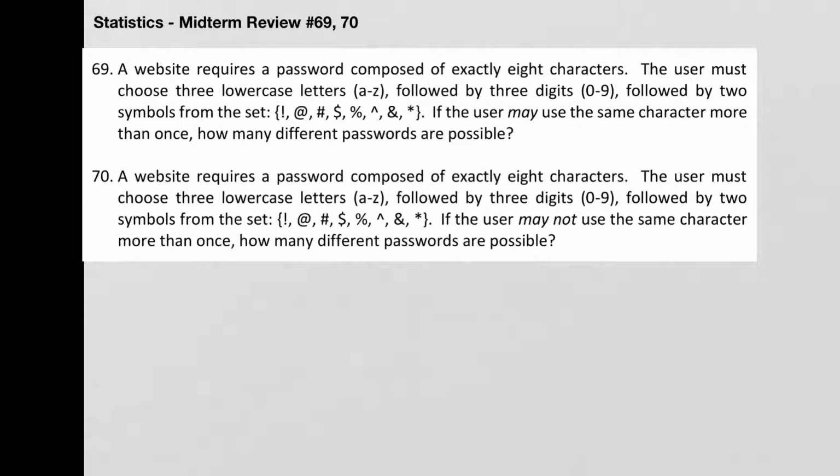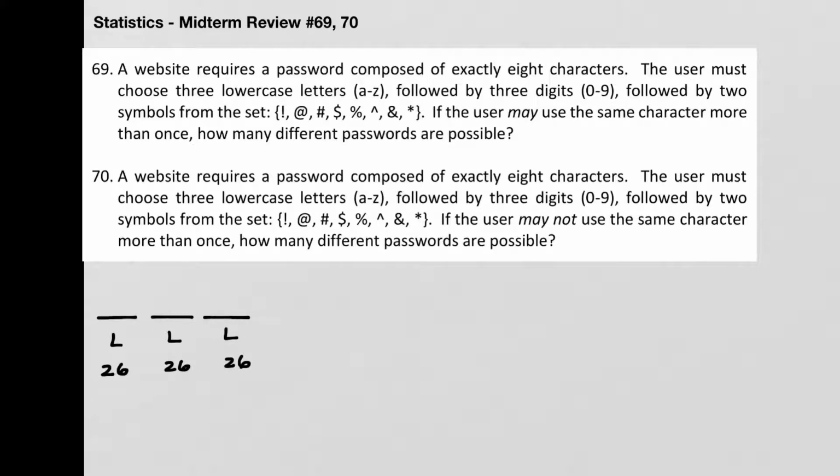So to set this up, I like to just make blanks for each of the choices that you have to make. So this is going to be a letter. I'm not making fractions, I'm just making blanks, and I'm writing underneath what it is that I'm going to put in that place. So first we're choosing 3 letters, and there's going to be 26 choices for each of those.